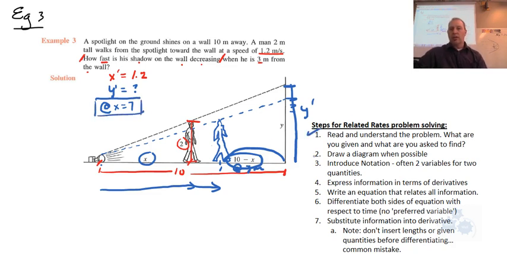Awesome. Draw a diagram. Given. Thanks a lot. Introduce notation. Why not? X and y. It's already on the diagram. Thanks again. Introduce or express the information in terms of derivatives. Oh, okay, good. Yeah, x prime, y prime. Awesome. Write an equation that relates all the information. That's where we're at.